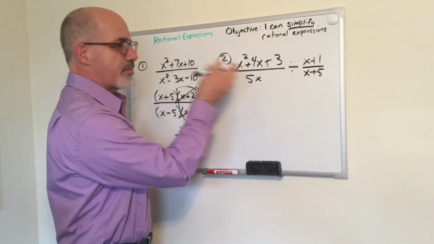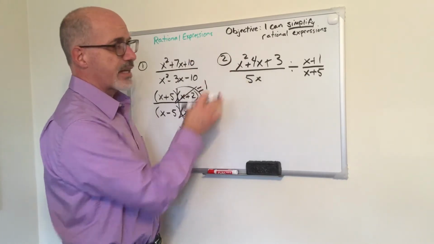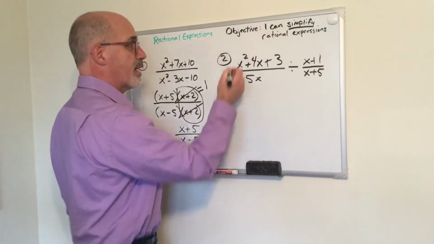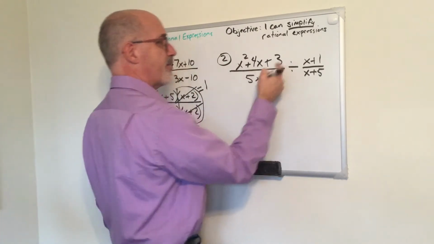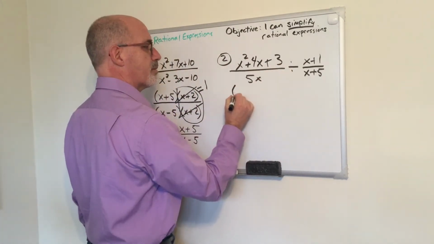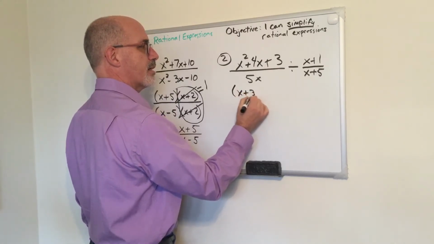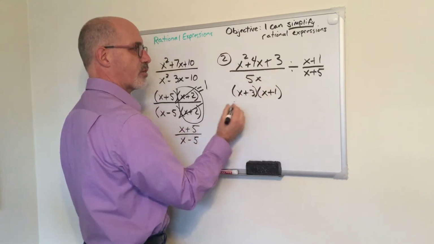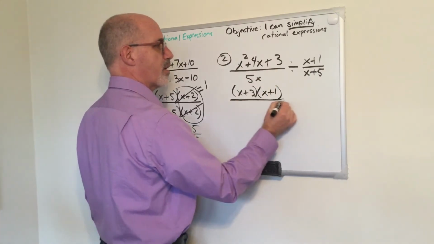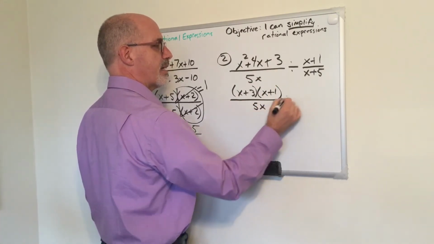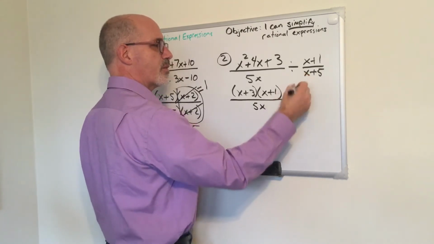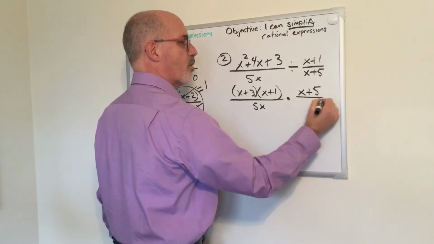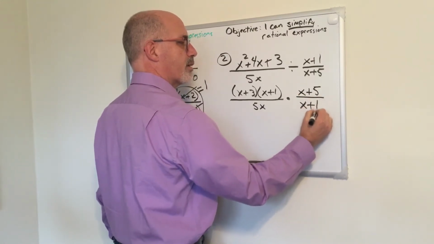The first step to do on this is to take that second fraction and make it into its reciprocal and multiply. So at the same step, I'm going to go ahead and factor this one. So this becomes x plus 3 times x plus 1 when I factor x squared plus 4x plus 3, all over 5x, multiplied, and let's do the reciprocal of this one. We have an x plus 5 over an x plus 1 here.